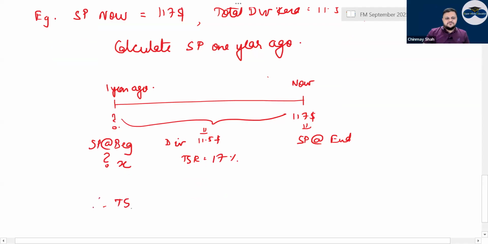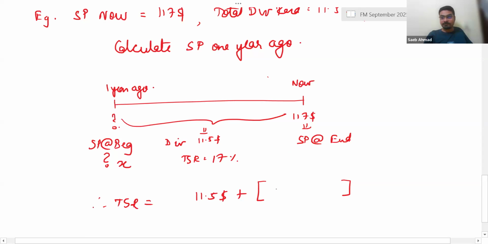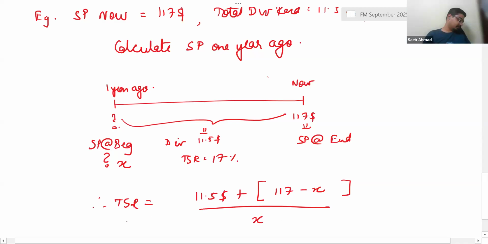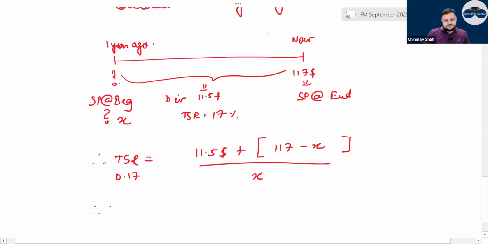Therefore, apply the TSR formula. TSR formula is equal to what? Sir, dividend 11.5 plus what? In the bracket, what should I do? What minus what? X minus 117 or 117 minus X? 117 minus X, the whole divided by X or 117? X. And TSR is how much? 17%. So write 17% or 0.17? Right, 0.17. Correct.